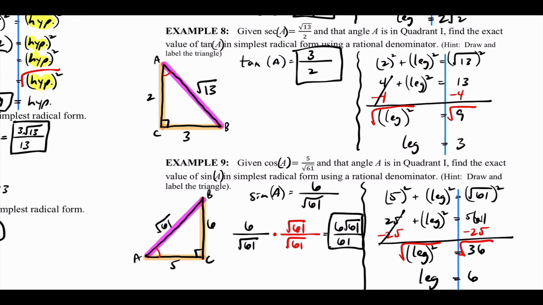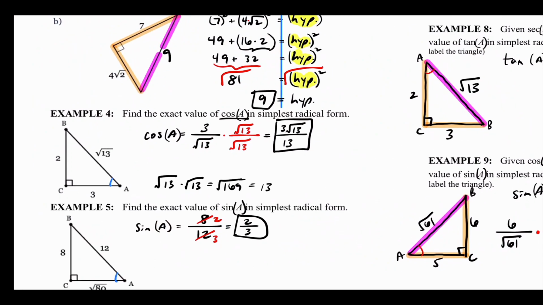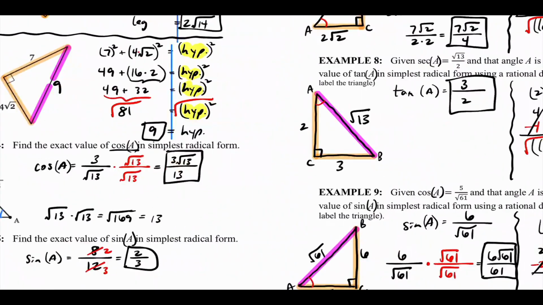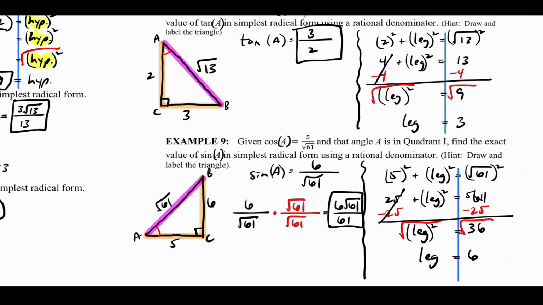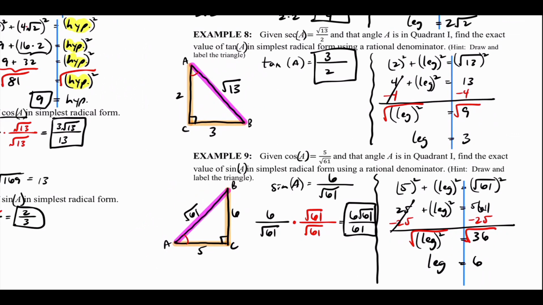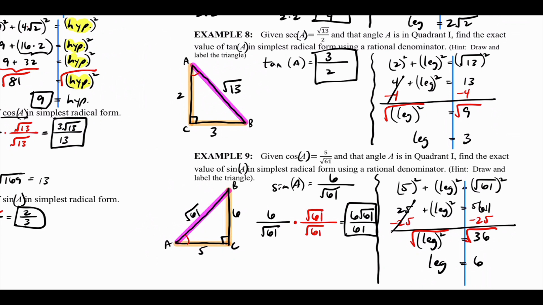As long as you put it in the correct location, you'll always get the same answer as everyone who has a different triangle than you. Triangles can look different. Right triangles always have a right angle, but they can be flipped around. Okay, so tape in your notes, and then we'll do some more practice on Monday.